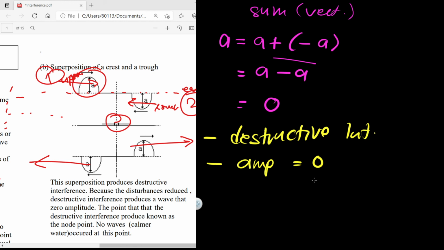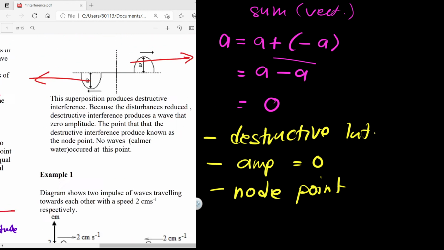The point where destructive interference occurs is known as the node point. So for destructive, the amplitude equals 0, at the node point. For constructive, the amplitude becomes twice, and we call it the antinode point. So that is about the superposition principle.